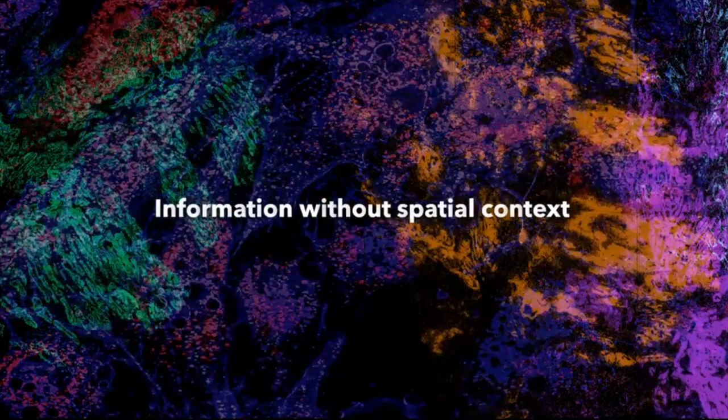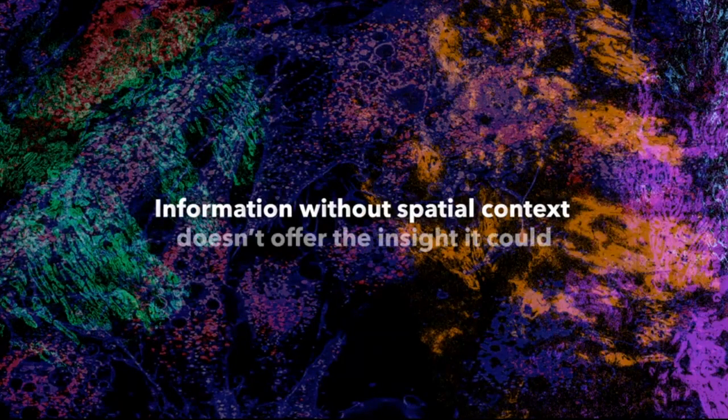But why spatial? So if I take this really simple example, you can see all these different tiles individually are very rich in information. However, it's really hard to make sense of whatever's happening on the screen because they're all scrambled up. So information without its spatial context is information, but it doesn't really offer the insight it could, as we can see here.